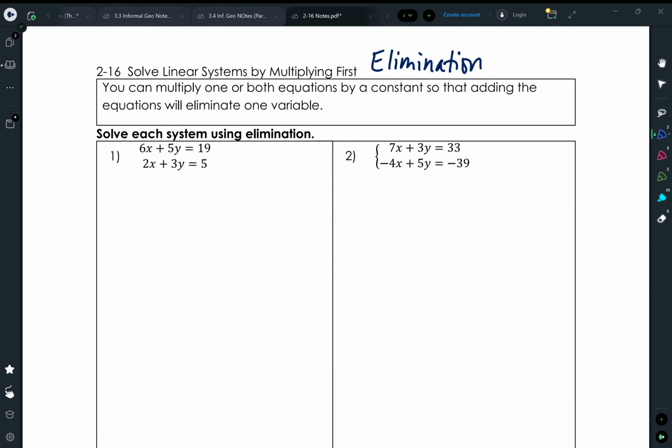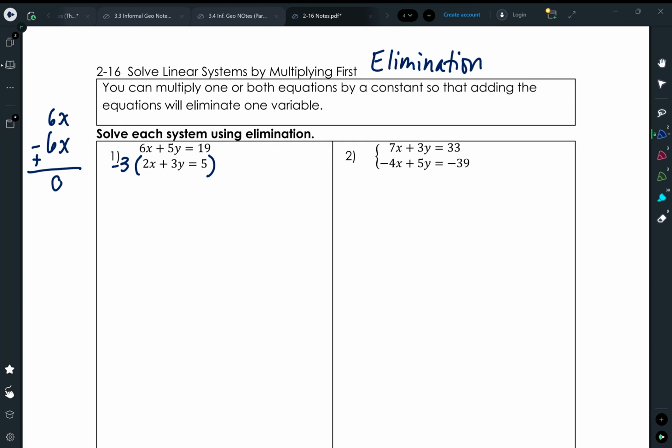And what I'm noticing is I don't have a 6x and a negative 6x that I can add together to eliminate them and just get 0. So that's what I really want here. Instead, I have a 6x and a 2x. So I'm going to need to multiply my second equation so that we have opposites and we can eliminate x. So if the top one is a positive 6, I want the x in my second equation to be a negative 6. So I'm going to multiply by negative 3.